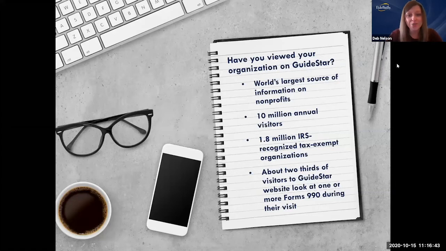GUIDESTAR is known as the world's largest source of information on nonprofits with more than 10 million visitors. Their site has information on more than 1.8 million tax-exempt organizations. And as I mentioned, I think over the past several years, they have been one of the primary sites where people go to access 990s. And a fun fact is about 2/3 of the people who go to GUIDESTAR will actually look at one or more Form 990s while they're there.